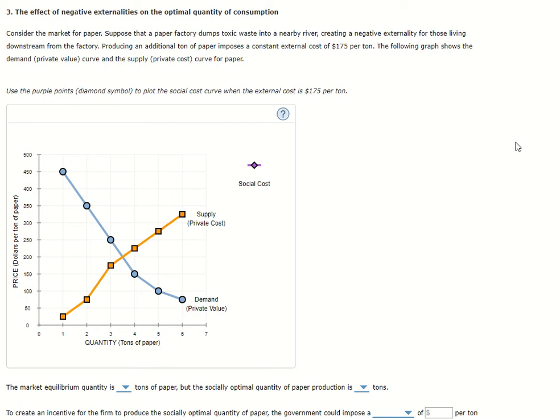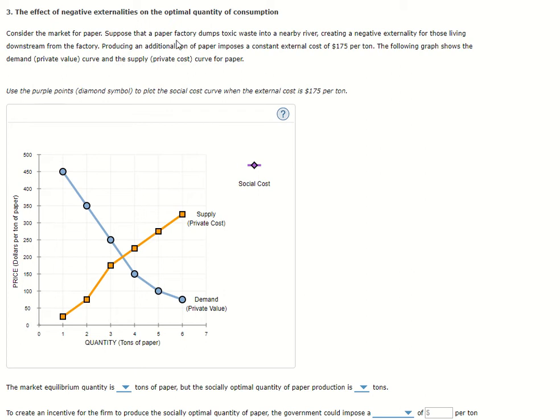So the effect of a negative externality on the optimum quantity of consumption. Consider the market of paper. Suppose the paper factory dumps toxic waste into a nearby river, creating a negative externality for those living downstream from the factory. Producing an additional ton of paper imposes a constant external cost of $175 per ton. The following graph shows the demand private value curve and the supply private cost curve for paper.